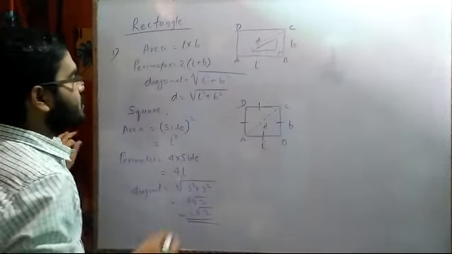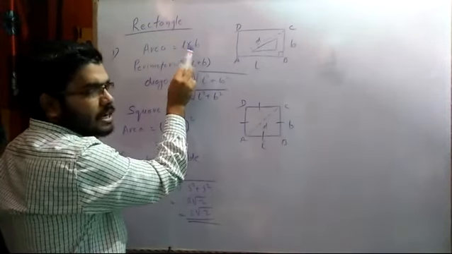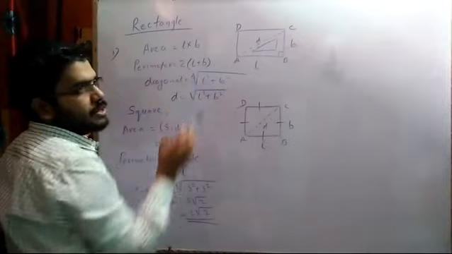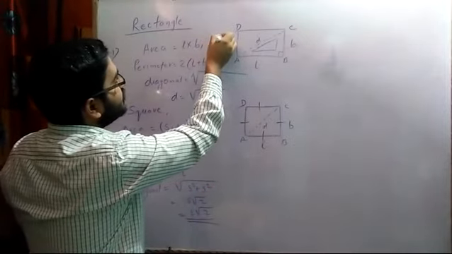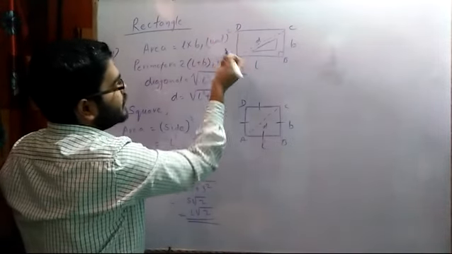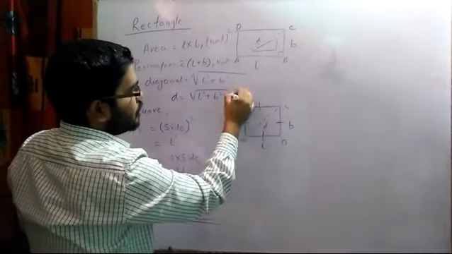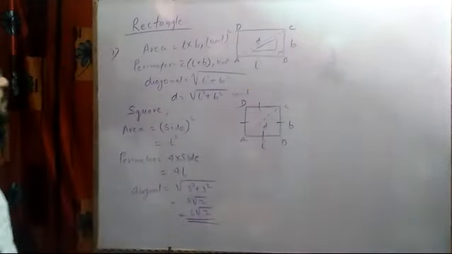Now what about units? It is an area, no? It is length into length, that means centimeter into centimeter, centimeter square, meter into meter, meter square. So here for area the unit will be unit square. Here the unit will be unit only, centimeter, meter. Here this is length, so again it will be unit only. Same is the case with these three.